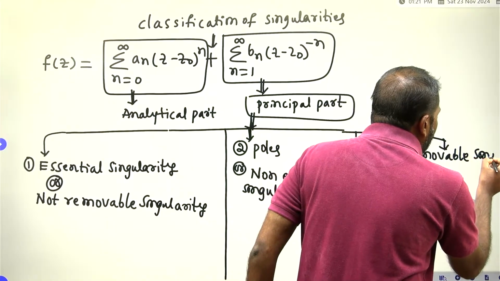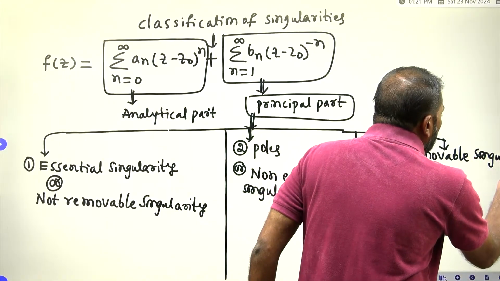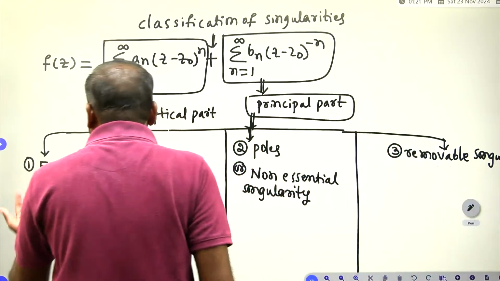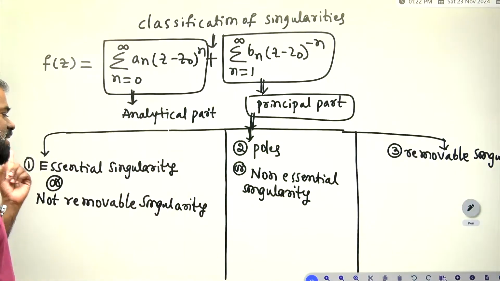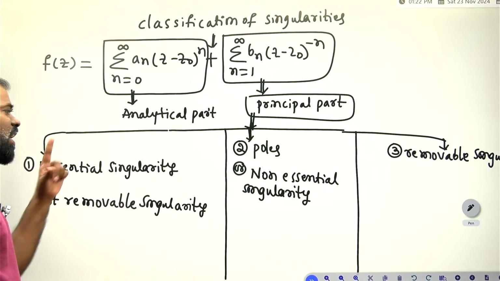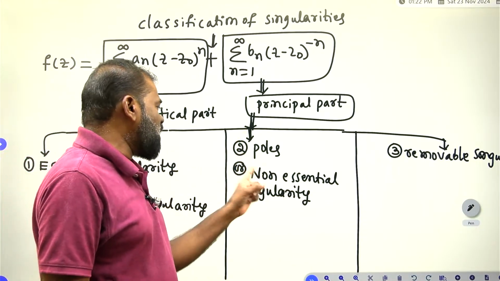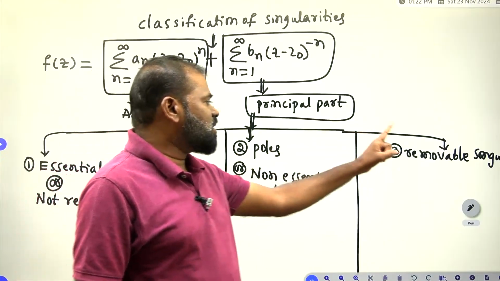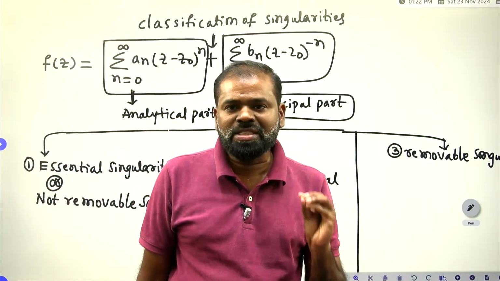This singularity we call a removable singularity. How many singularities are there? The first one is the essential or non-removable singularity. The second one is the poles, or non-essential singularity. The third one is the removable singularity.